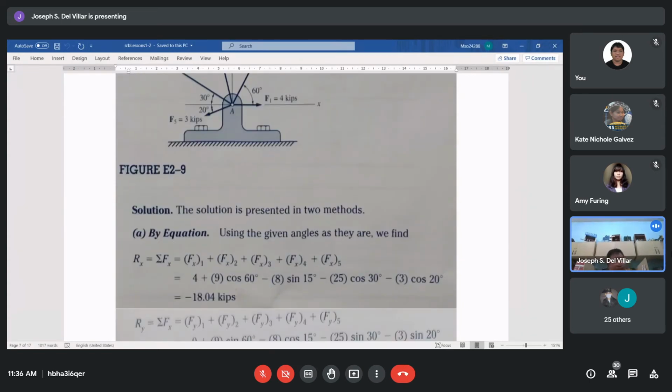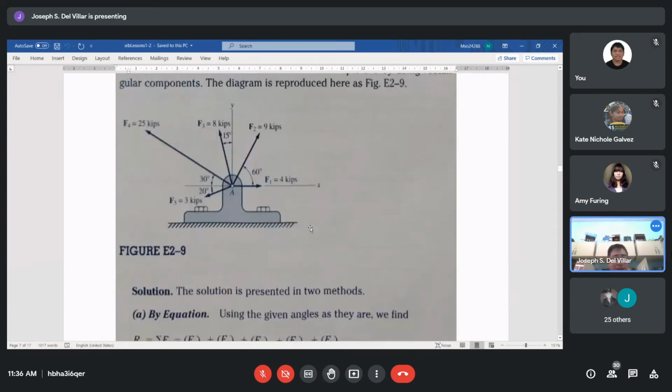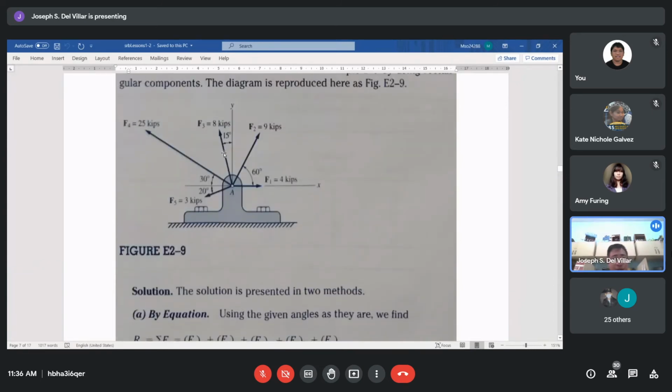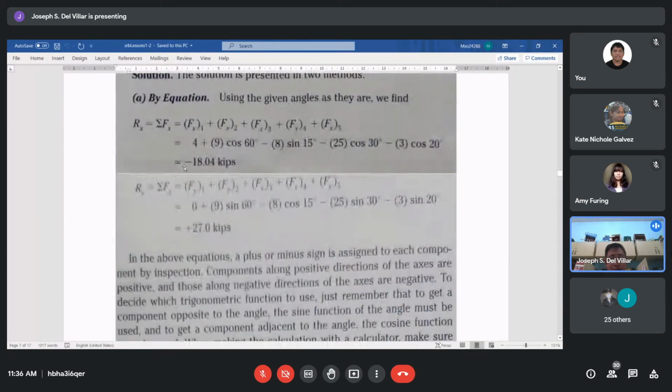Okay na yung ano mo? Online? Online. So the y component, ganun din. If you are going to make use of the 15 degrees, since with respect to y siya, then vertical components use cosine. Okay? So negative yung Rx, positive yung Ry.